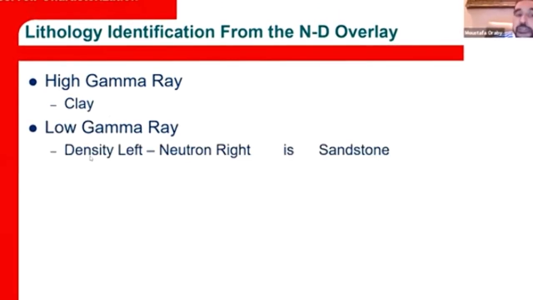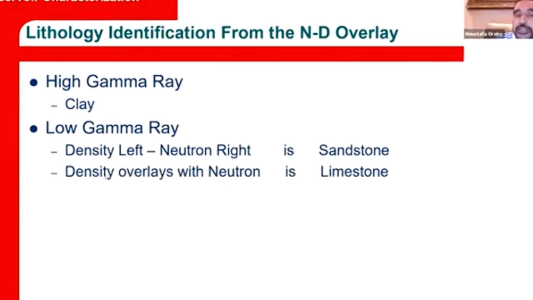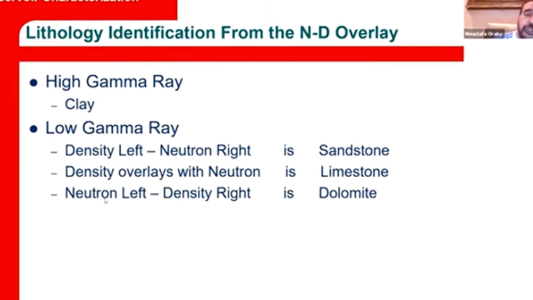Okay? All right. So, lithology identification as a summary. High gamma ray means clay. Low gamma ray: if density is left and neutron is right, it's sandstone. If density overlays with the neutron, it's limestone. If neutron is left and the density is right, it's dolomite. Very simple. If it's high gamma ray, it's clay.